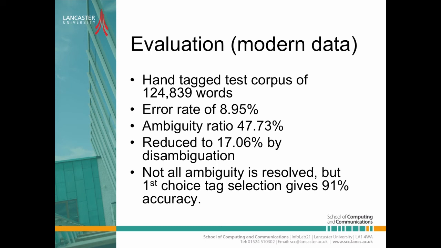So using our set of rules, set of disambiguation methods, not all of this ambiguity is resolved. But as a final step, as I mentioned, the system chooses the first tag in the list, and doing that gives us our error rate of 8.95%. So we claim accuracy on general text of our system of 91%. And that's good enough for most applications, but obviously we're constantly working on extending the underlying dictionaries and adding new methods to the system. So that's the system as it stands.